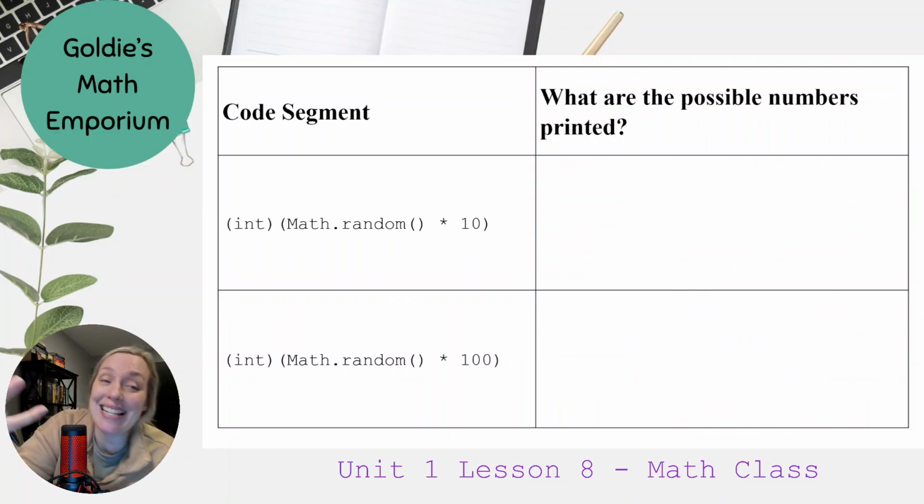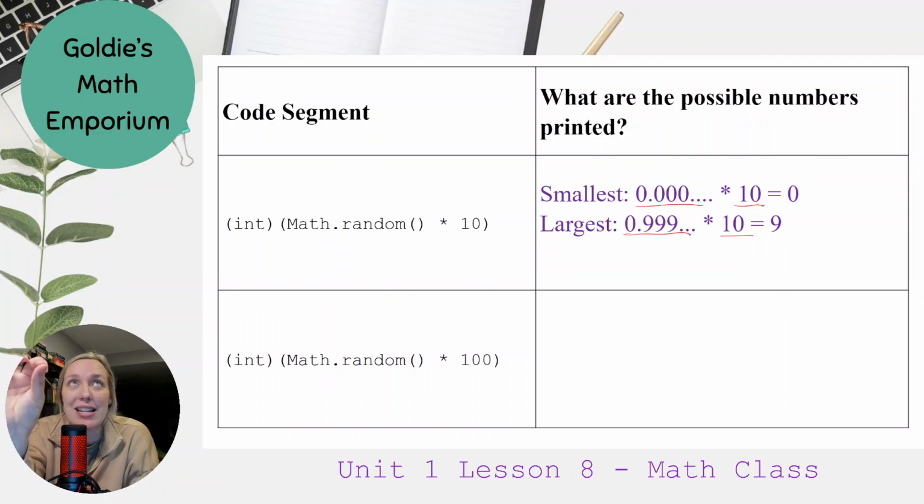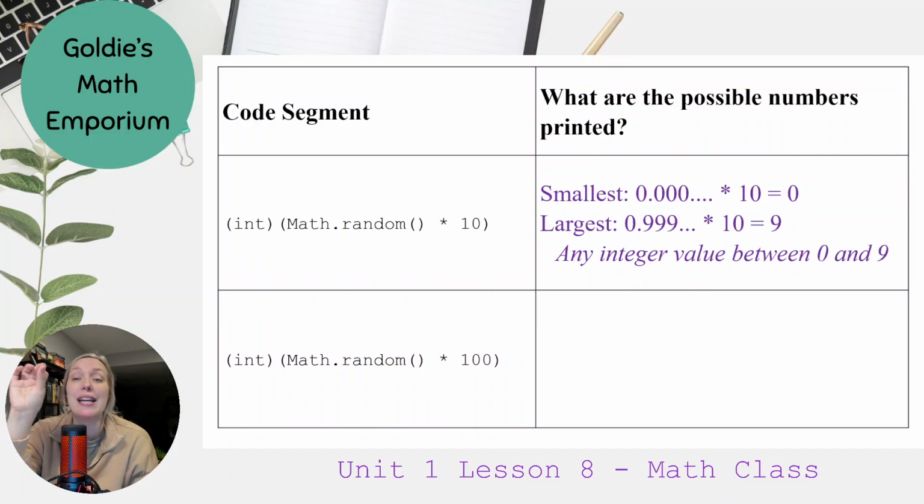How do I actually just get an integer? I'm going to throw in a cast. I'm going to cast it up here, wrapping it nice and tight so that I can chop off all of the decimals and just keep my integer component. What happens with those same values? 0 times 10 is still 0. If I cast it to an int, that just becomes a 0. Same thing, 0.99999 times 10 was 9.99999, and if I cast that, that becomes just a 9. So with this code segment, I have just created any integer value between 0 and 9.